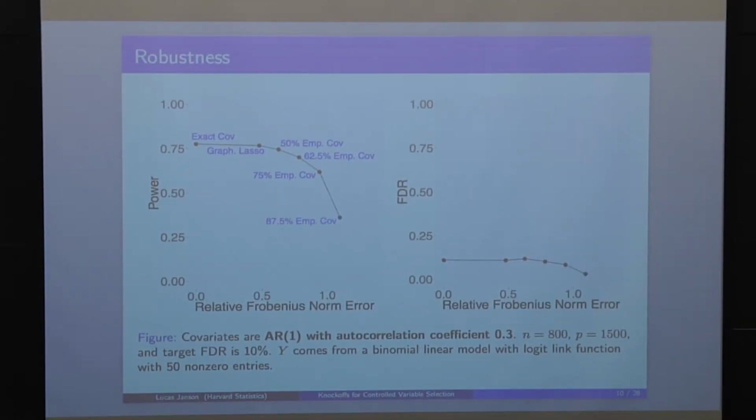Now I can take this all the way to the end. When I use 100% empirical covariance matrix, we know this is a terrible estimate. It's actually singular. And what ends up happening is it forces the knockoff variables to be exactly identical to the original variables, so that we never have any power to discover any of them. And since we never report any discoveries, we have 0 power and 0 false discovery rate.